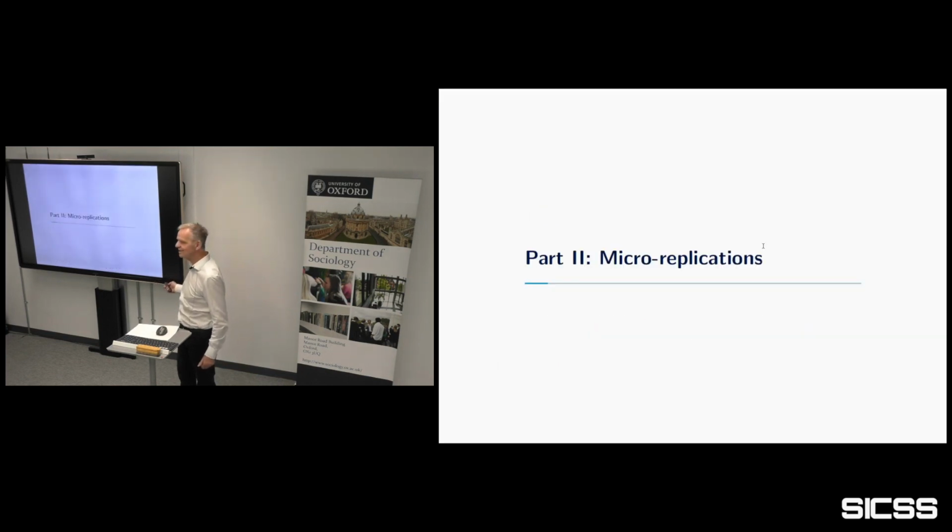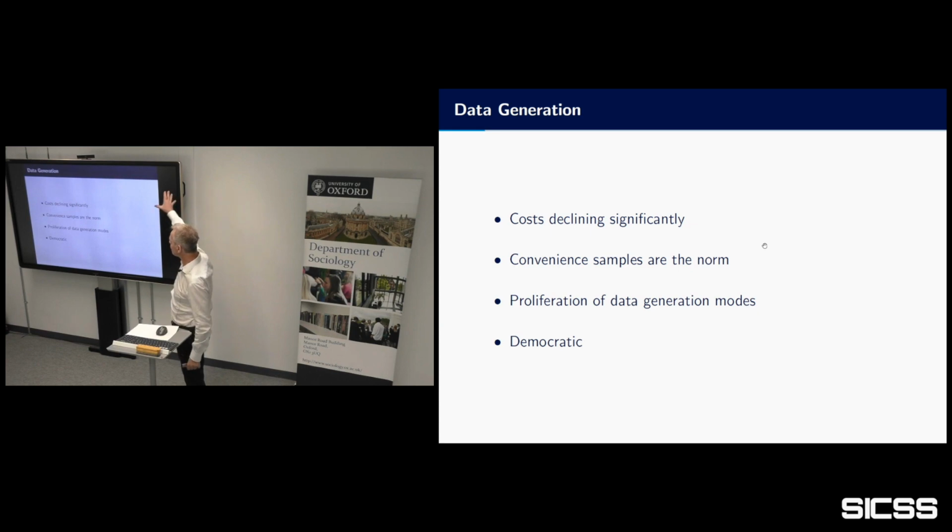Micro-replication. I've been focusing on this pretty extensively because we've moved into what I call data generation, one in which the costs of generating data have declined dramatically. Access to data has been what I would call democratized. So lots of people have access to data. Convenient samples have become the norm. Nobody assigns Leslie Kish anymore and talks about representative samples. And there's been just a proliferation of what I would call data generation modes out there.